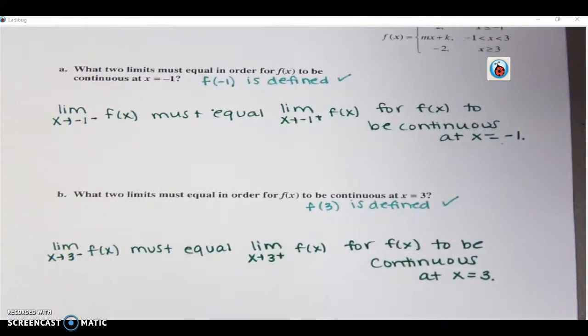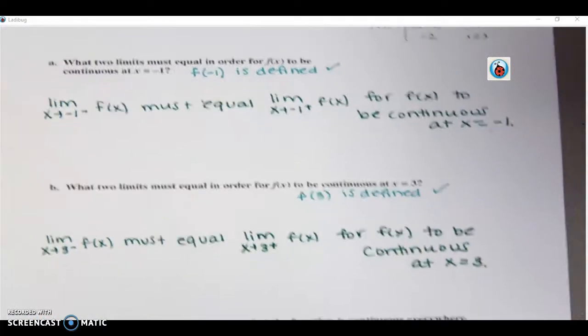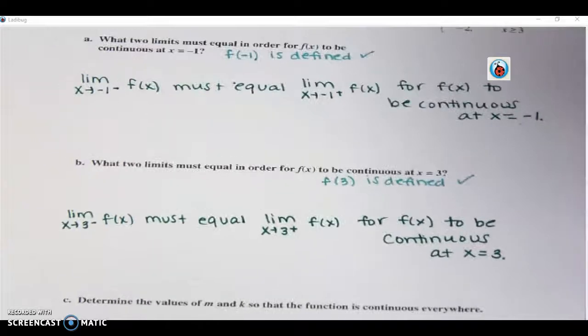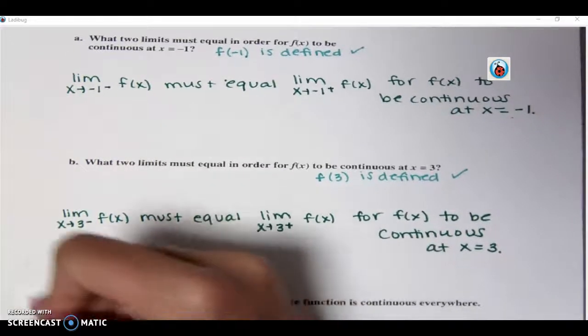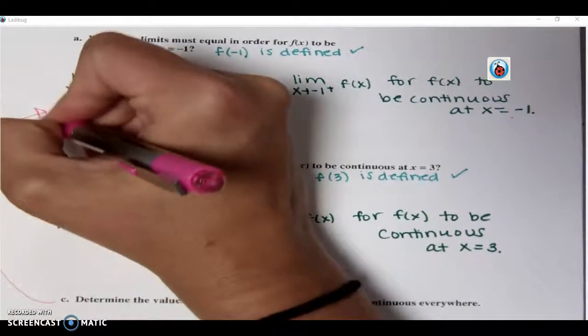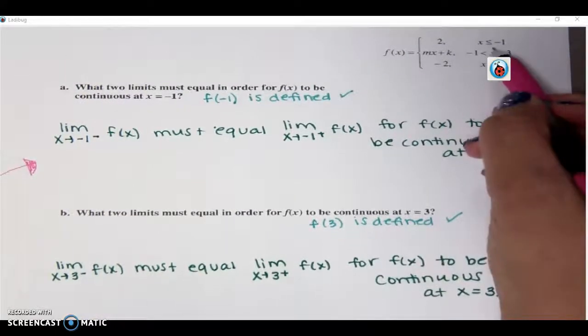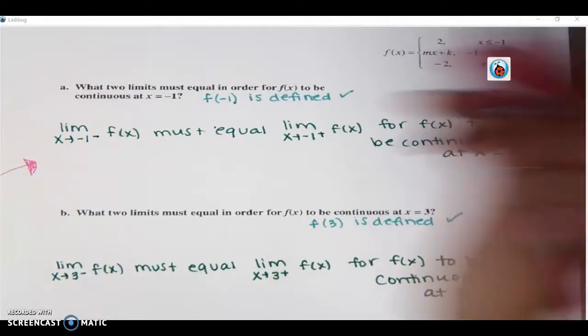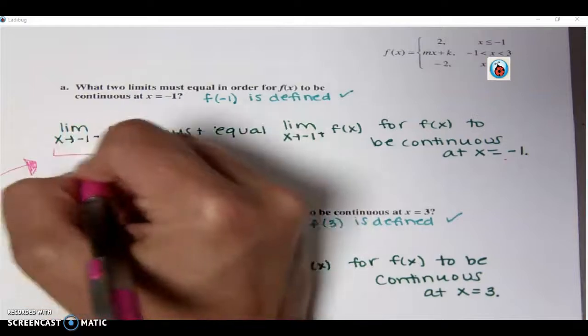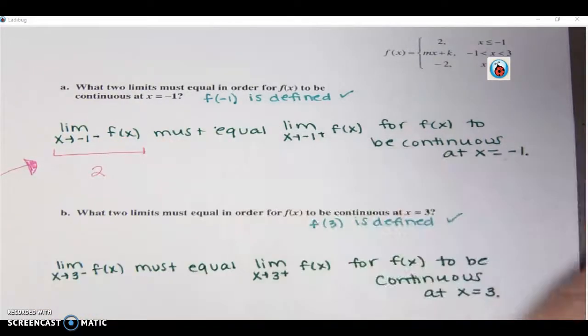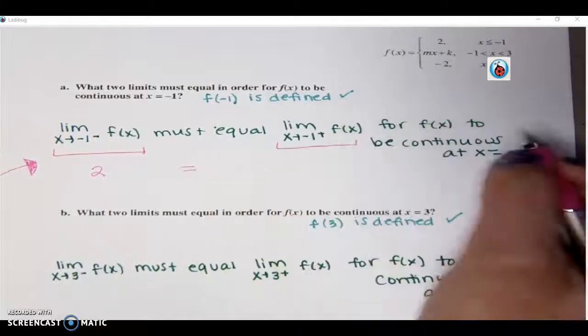So for part C, I'm actually going to use part A to get there. So I'm going to draw an arrow for part C. We're going to go up here to part A. So we said the limit as x approaches -1 from the left. Well, left of -1 would just be 2. So this limit as x approaches -1 of f of x would be 2, and we're saying that must be equal to the right-sided limit.